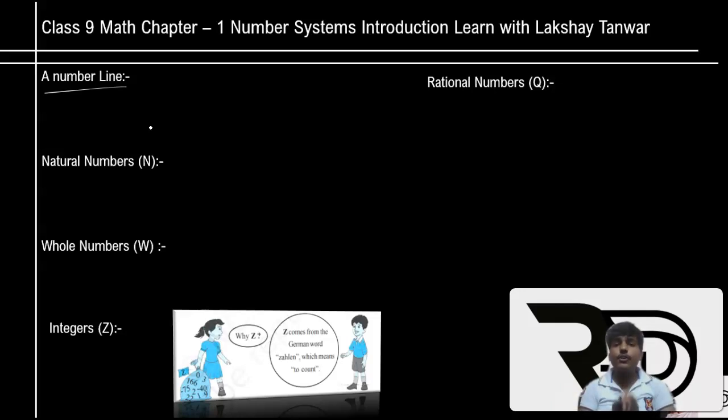For the time being, you are going to study the ones listed on the screen above: natural numbers, whole numbers, integers, and rational numbers. The most basic ones, which you've been studying since long. So first of all, what is a number line?